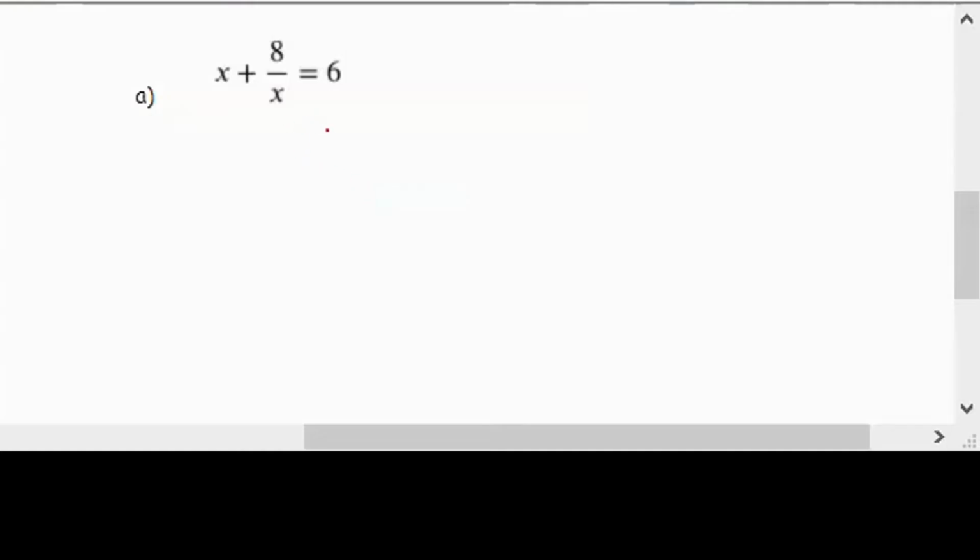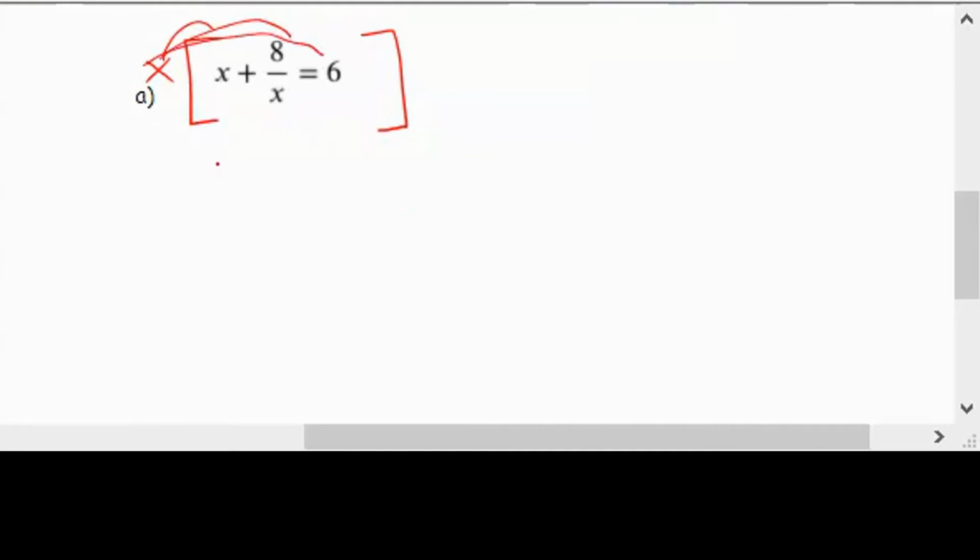Okay, our first example is x plus 8 divided by x is equal to 6. So step 1 says to multiply the entire equation by the lowest common denominator of all expressions. Well, the only denominator that we have is x. So we are going to multiply this entire equation by x. So here, here, and here.